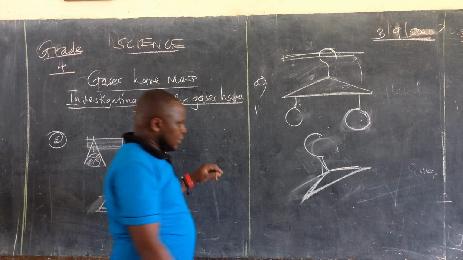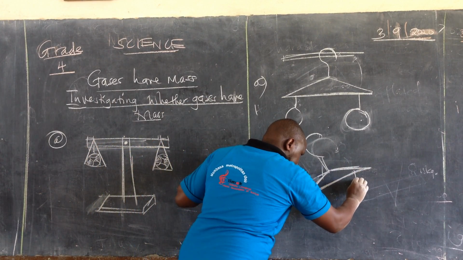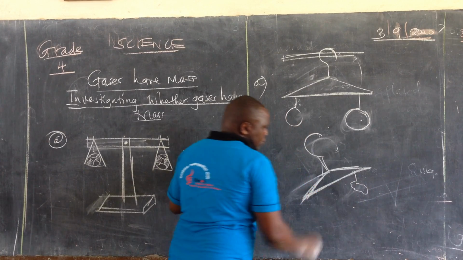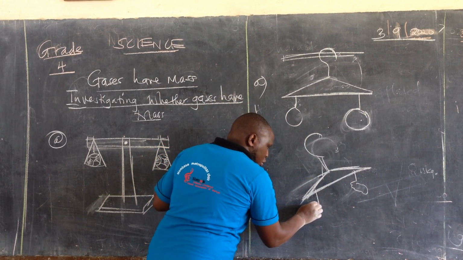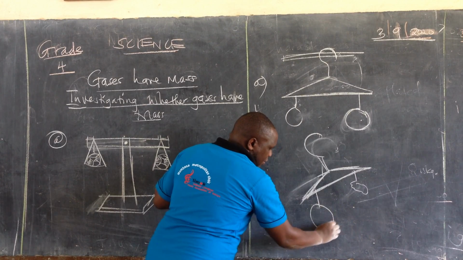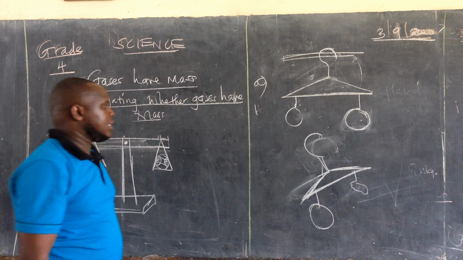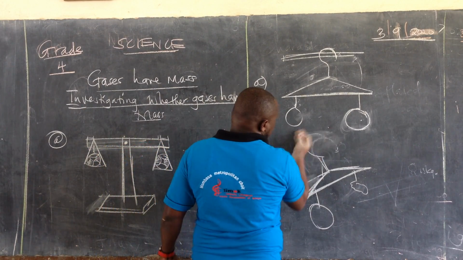If you prick it, the one pricked looks like this. Then the other one is not pricked. You prick one, and this one looks like this. I want you to look at this line.